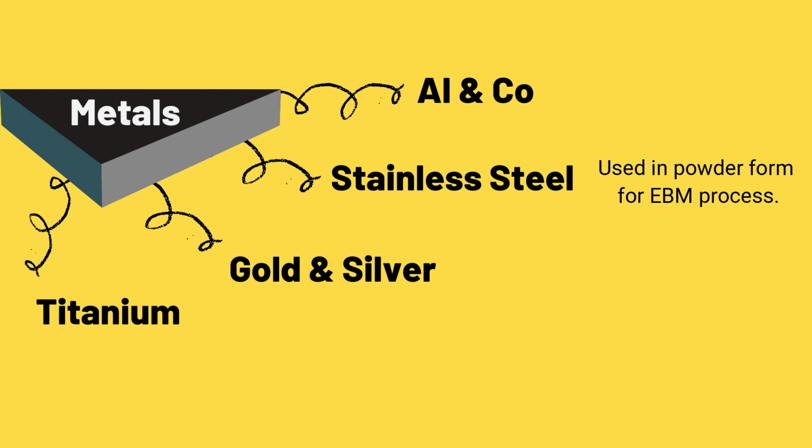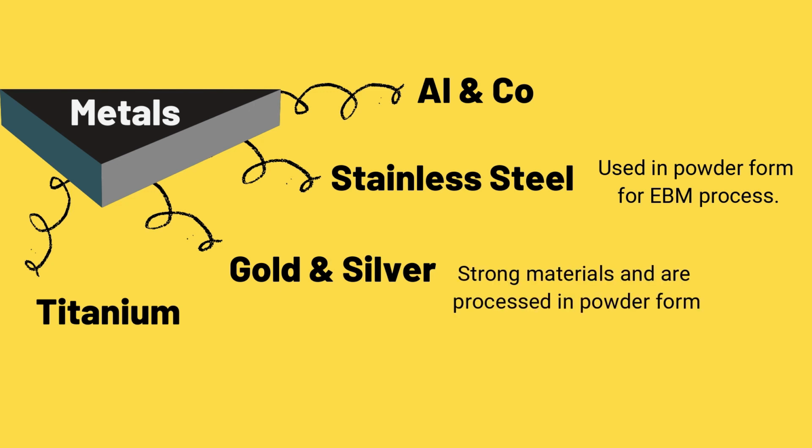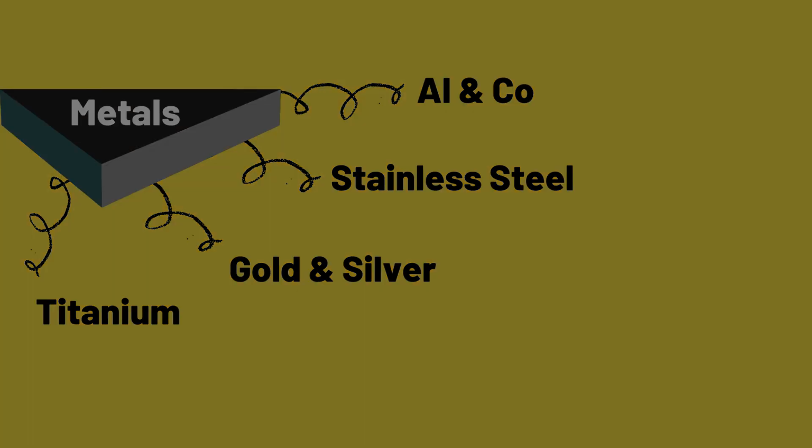In the last couple of years, gold and silver have been added to the range of metal materials that can be 3D printed directly. And hence, the obvious application of gold and silver is the jewelry sector. These are very strong materials and are processed in powder form.